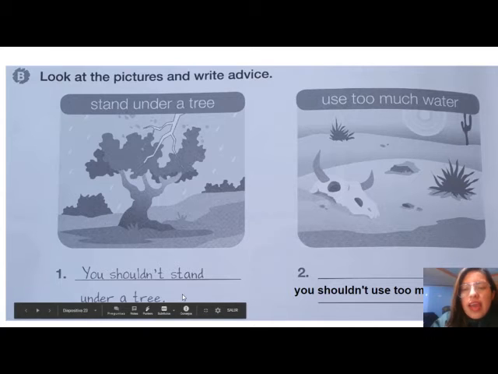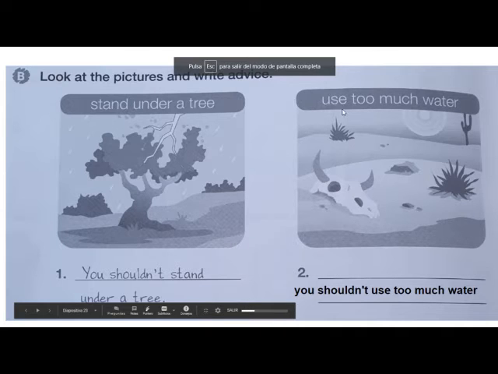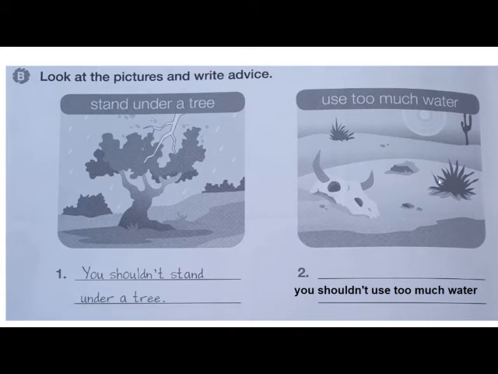Under the tree. Excellent, very good. Now, let's start with number 2, okay? Please, you can read number 2. Use too much water. First, what can you see in this picture? ¿Qué puede ver en esta imagen? This is a dessert, very good.